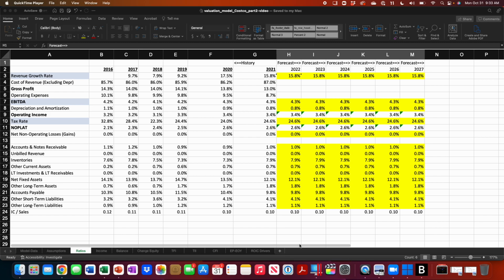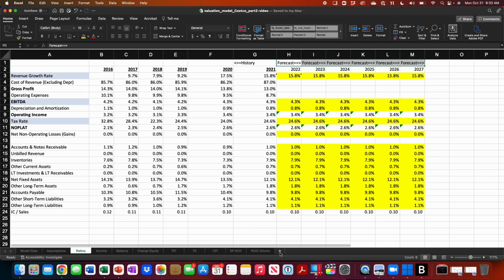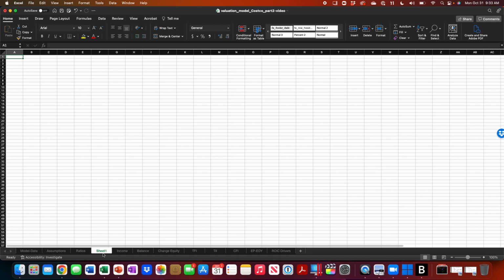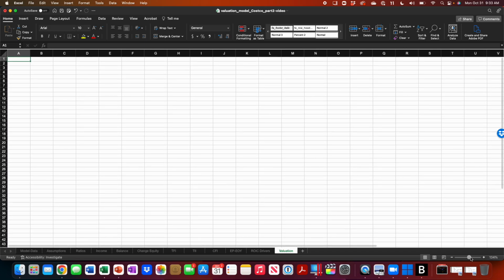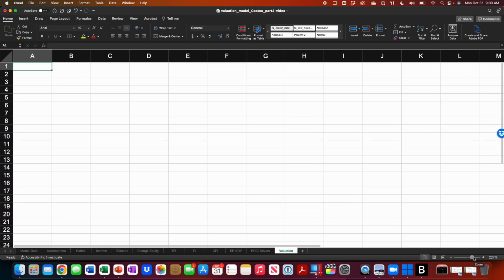In our model, we're going to add a new worksheet at the very end, a new tab. So add a plus here, and we're going to call it the valuation tab. I want it to be the last tab in my model, so I'm going to move this worksheet to the end, and make it a little bigger so that we can see.